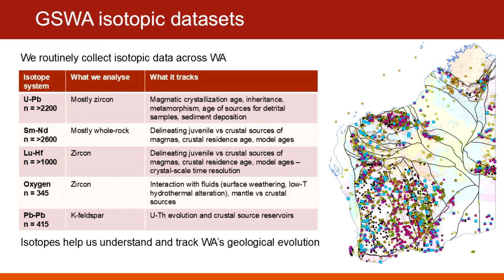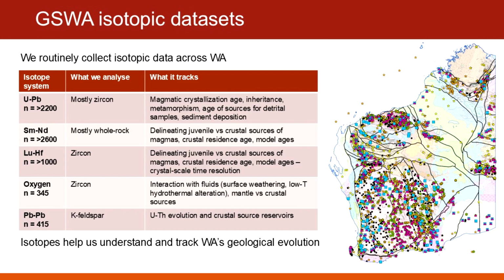In the yellow here are the location of all of our currently published uranium-lead geochronology ages, mostly zircon, which tells us the age of the crystallization of that rock, whether it was magmatic, whether there's been metamorphism that's affected it. We can date the rims, we can date sediments and work out the sources of those sediments and also the depositional age of them.